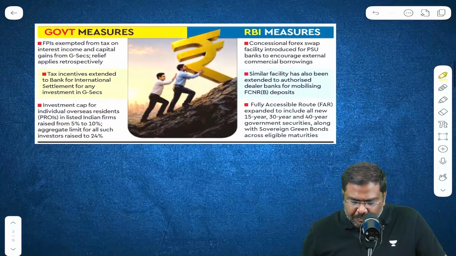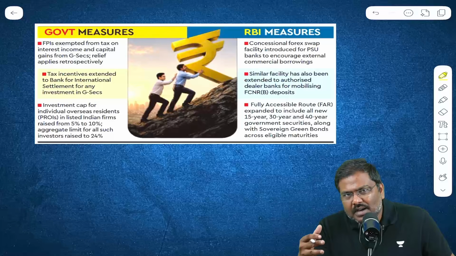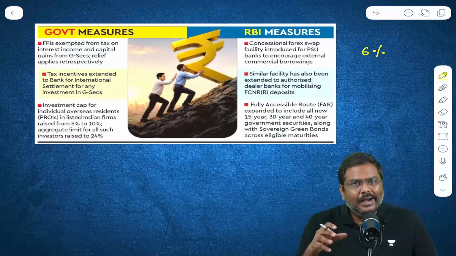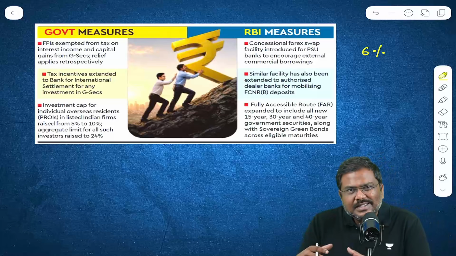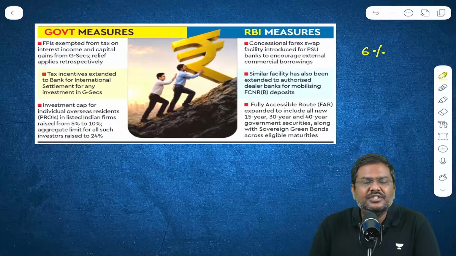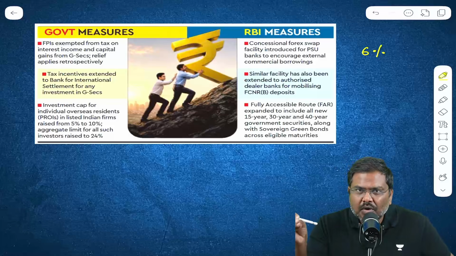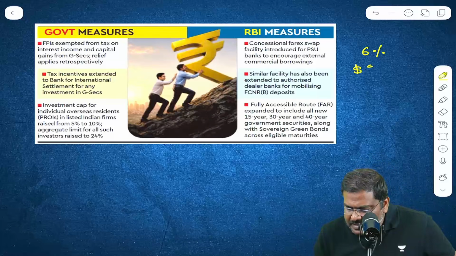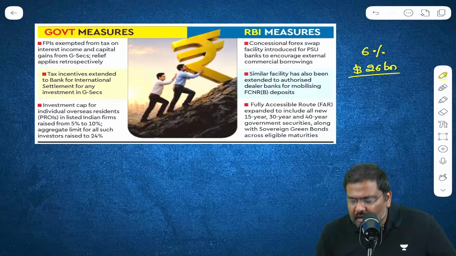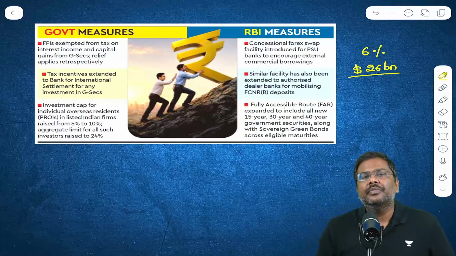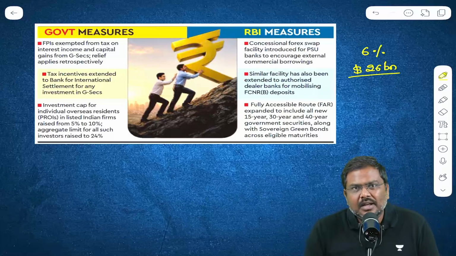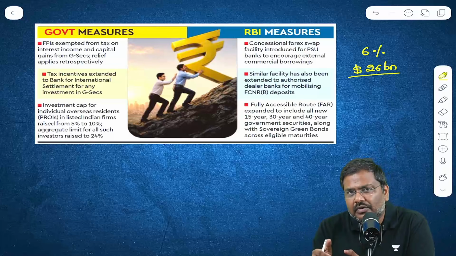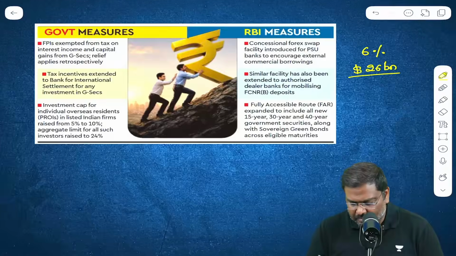Let me begin the session now. The Indian rupee since the start of 2026 has depreciated by more than 6%. And along with this, because of uncertainty and volatility in the international market, which is being caused because of the conflict in West Asia, more than $26 billion worth of foreign investments have gone out of India. In order to address these particular problems, the government as well as the Reserve Bank of India have announced a set of reforms. Let's decode them one by one.